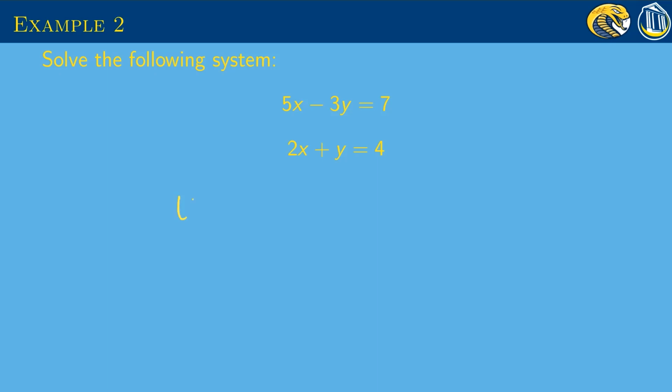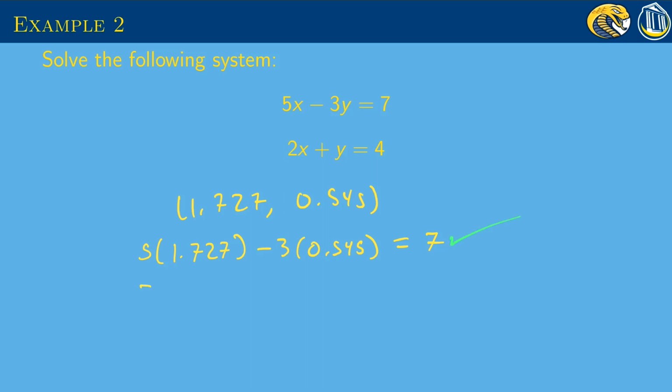if we have the point (1.727, 0.545). Let's take a look at what happens when we plug them in. 5 times 1.727 minus 3 times 0.545. If we plug this into a calculator, sure enough, that is exactly 7. We'll give that a check mark.